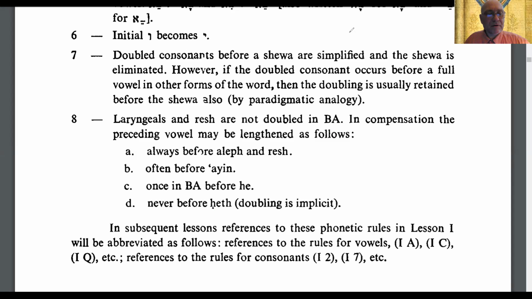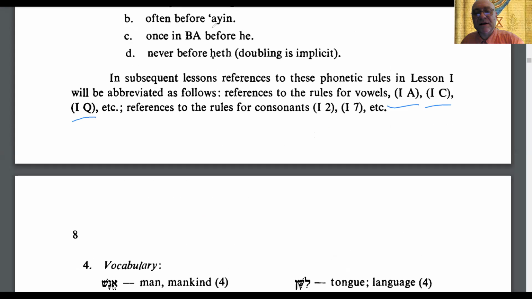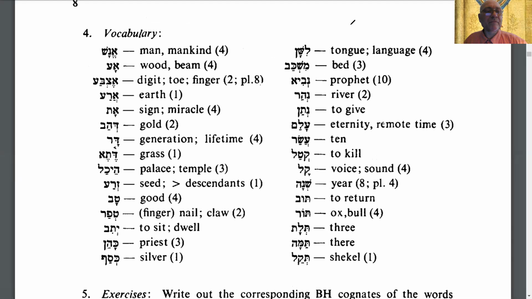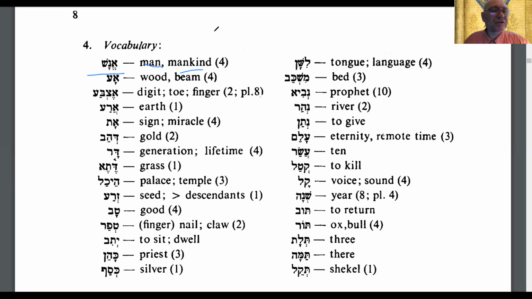Okay, so in subsequent lessons, referring to these phonetic rules in lesson 1 will be abbreviated as follows. References to the rules for vowels, we've got 1C, 1Q, also references to the rules for consonants, 1, 2, looks like Roman numeral I, 2, 7, okay. All right, so now vocabulary, we've got some vocabulary here. Okay, so we've got the word for man or mankind. Looks like enash.